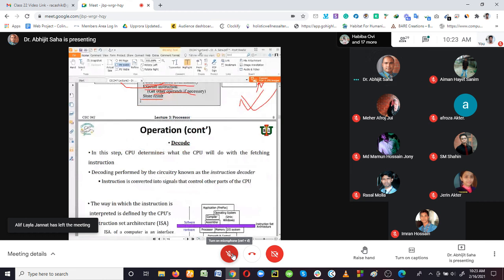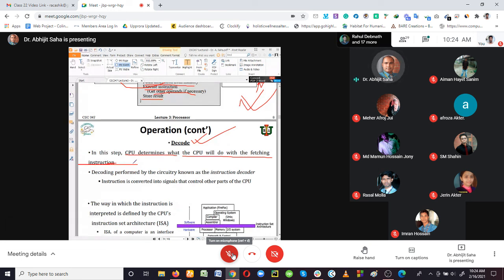Okay, so now we are going to move to the decode, right? We know it is the second stage of the instruction cycle, the decode. In this stage, the CPU determines what the CPU will do with the fetched instructions. We have already said in the basic instruction cycle that the control unit fetches the instructions from the memory.